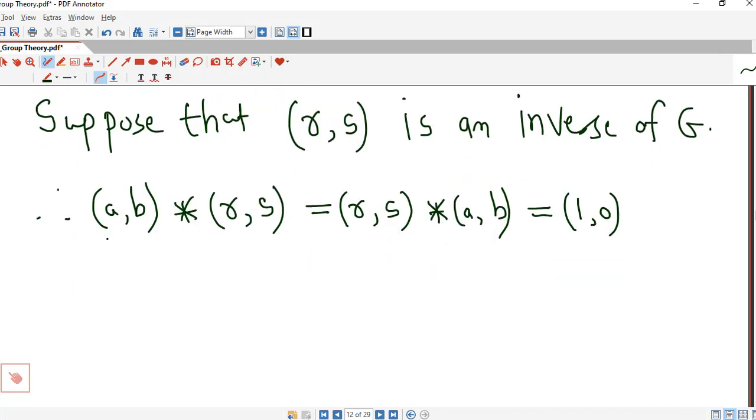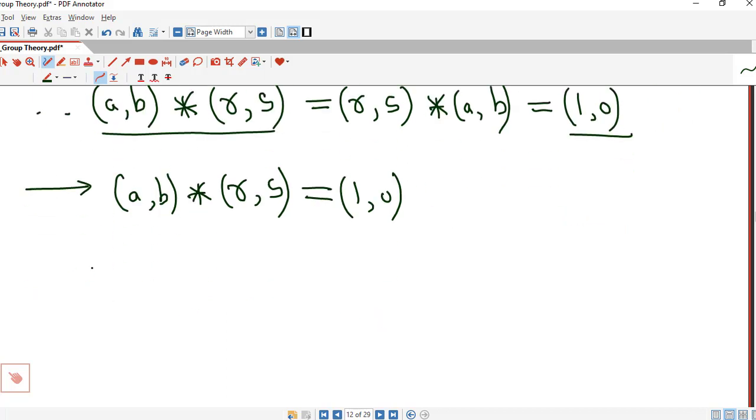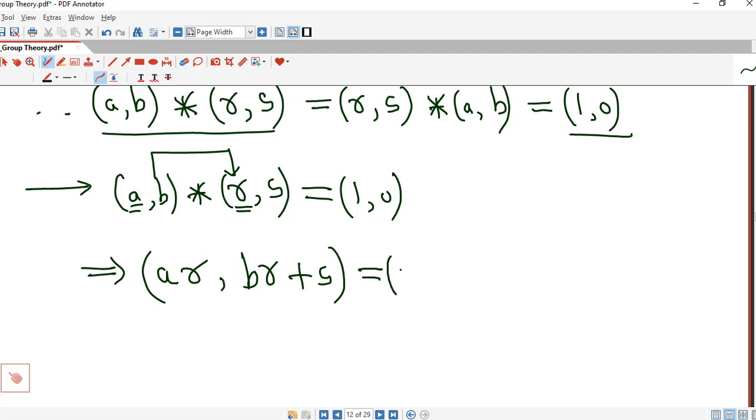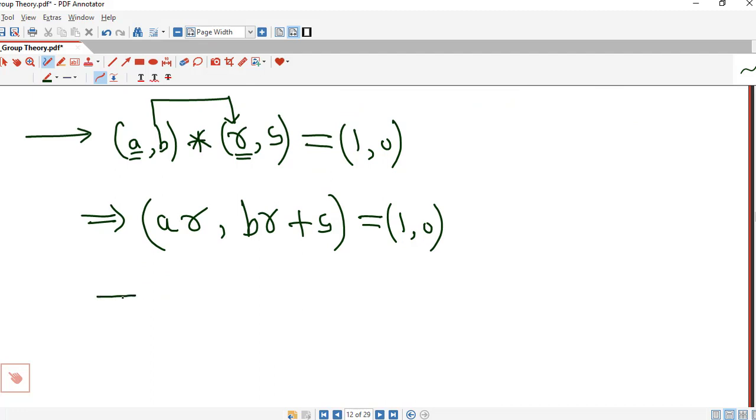So now we have to solve this equation for R and S. Our unknown quantity is the ordered pair (R,S). So we try to solve this for (R,S). This implies A into R, that is first element into first element, then second element into first element plus S, equals (1,0). This is by the definition of the given binary operation. This implies A into R equals 1, and B into R plus S equals 0.